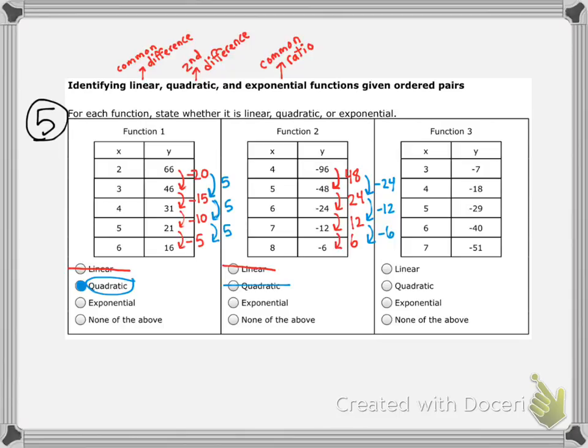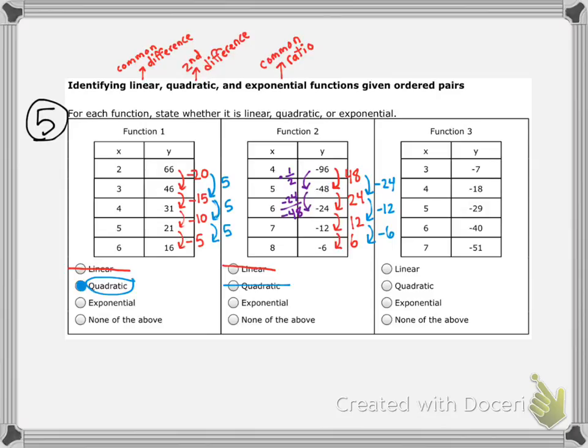Now we have to check and see if it's exponential. To check if it's exponential, if it's timesing by the same number each time, we have to divide the y values. First, we would divide -48 by -96, which is 1/2. This means it times by 1/2, or divided by 2.